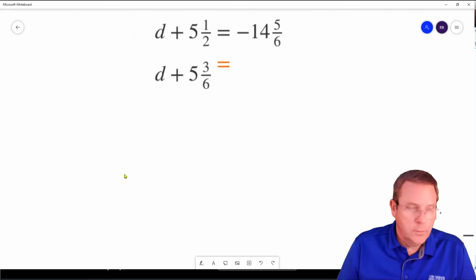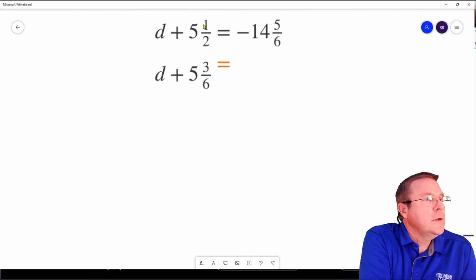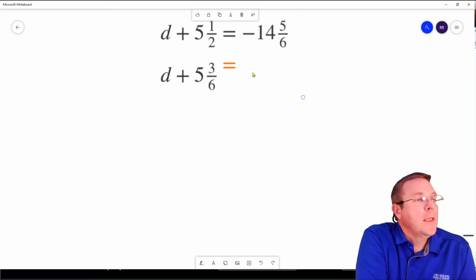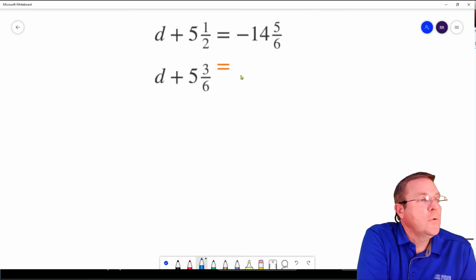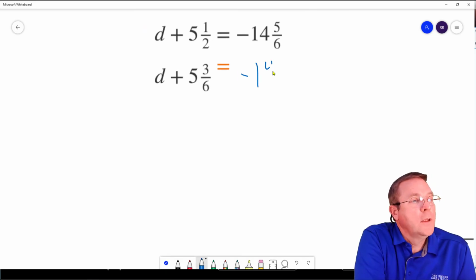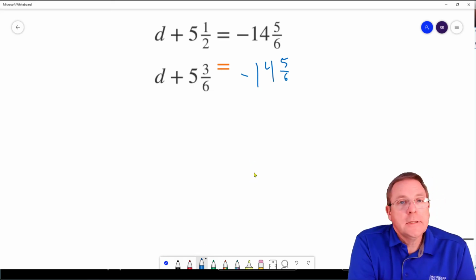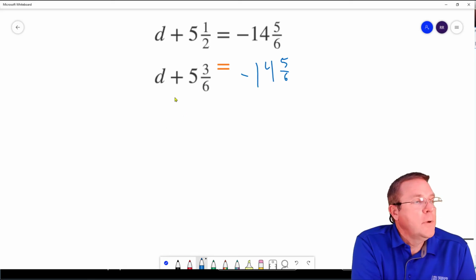So what are we going to do here? Well, first thing they did is they found the least common denominator of 6, so 5 and 1/2 became 5 and 3/6, and you, unlike the textbook, are expected to continue writing the 14 and 5/6 on the other side. Next, we're going to take and isolate the variable by subtracting 5 and 3/6 on both sides, but in doing this, I'm going to go ahead and make them improper fractions too.